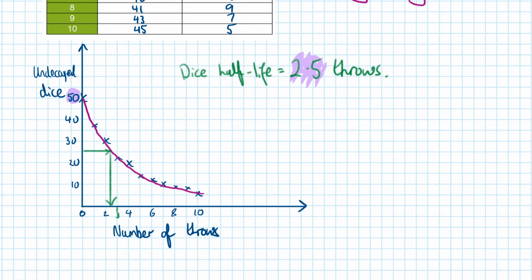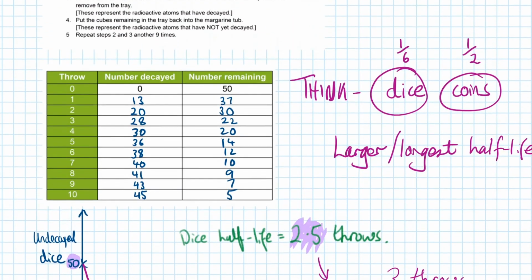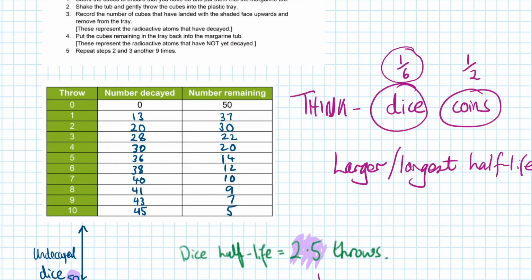...2.5 throws. Now, if you repeated that experiment, you'd get a slightly different answer than 2.5. Could be 2.6, could be 3.2. However, the average value would come out as 3 throws, because the probability of landing on that one side of the dice is 1/6, a 1 in 6 chance.